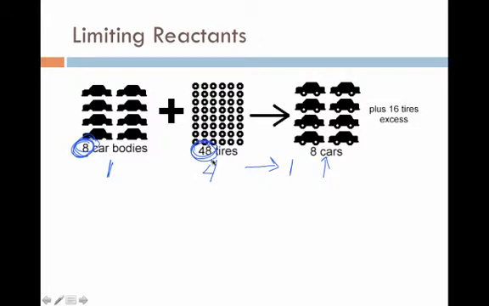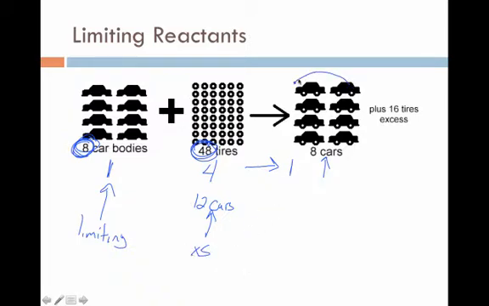Now, if we do some math here, we can figure out that based on these tires, we should be able to make 12 cars. The question, though, is we can't actually produce those because once we get to the 8th car being built, we have enough tires to go along, but all of a sudden we're out of car bodies. I would describe the car bodies in this situation as being the limiting reactant, and I would describe the tires as being the excess reactant.